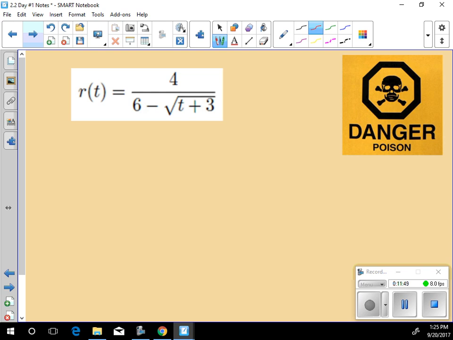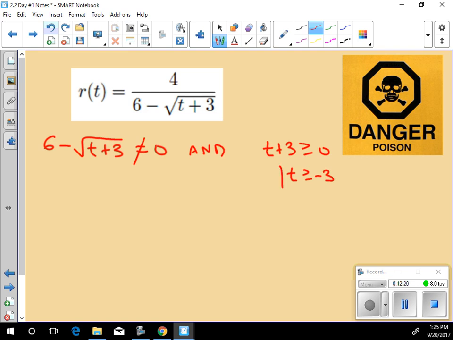Oh, this is so good. I want 6 minus the square root of t plus 3 to be not equal to 0. Not equal to 0. I want it not equal. And what's true about t plus 3? It's going to be greater than or equal to 0. So I want t to be greater than or equal to -3. Nice.